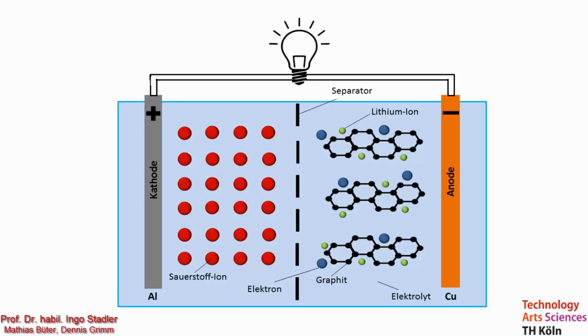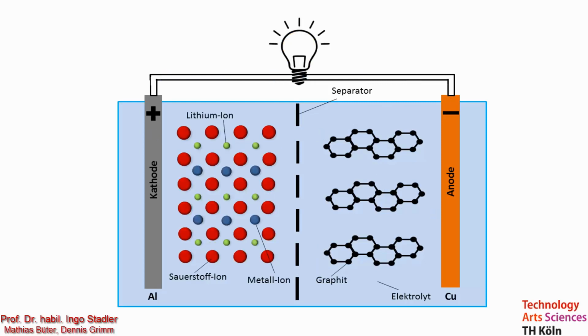When discharging, the process goes vice versa. Lithium atoms give electrons to the external circuit and the remaining lithium ions are transported through the electrolyte towards the cathode. There they again are linked together with the electrons and again are intercalated into the positive electrode.